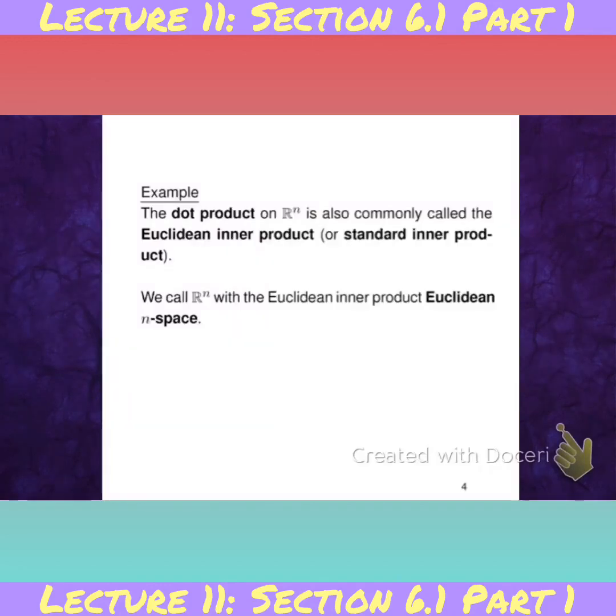Right, so again, as we said previously, the dot product in Rn is also commonly called the Euclidean inner product, because the dot product by definition satisfies the axioms of an inner product. And so therefore it is called an inner product, or it's also called the standard inner product. Now we call Rn with the Euclidean inner product Euclidean n-space, just so that you know.